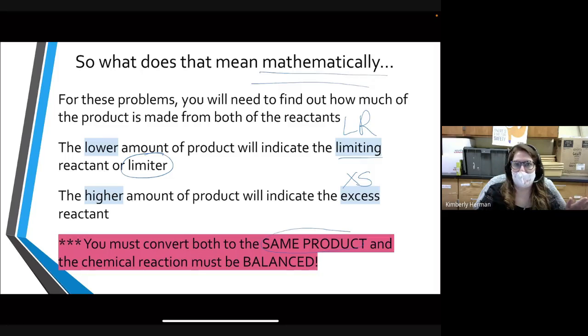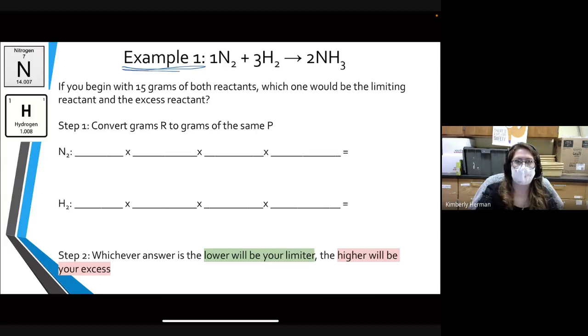Now, the chemical reaction, whenever we're doing stoichiometry, has to be balanced. So please keep in mind as you're going through that these chemical reactions need to be balanced. So let's start our first one. Example number 1: 1 N2 plus 3 H2 yields 2 NH3. It says if you begin with 15 grams of both reactants, so 15 grams of this one and 15 grams of that one, which one would be the limiting reactant, aka the lower, and which one would be the excess reactant, aka the higher?